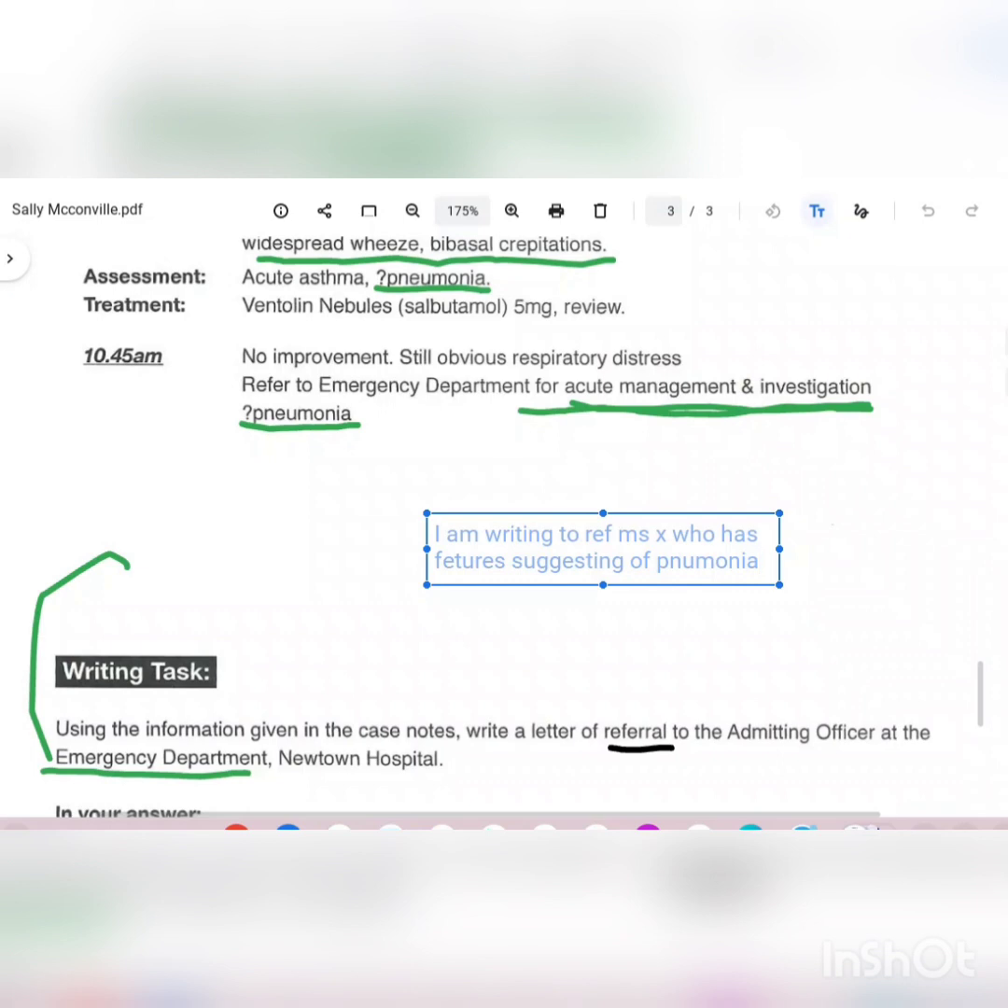Here, obvious respiratory distress is there, so you can say you are definitely thinking features suggesting pneumonia, along with acute asthma. Okay, so that's clear.